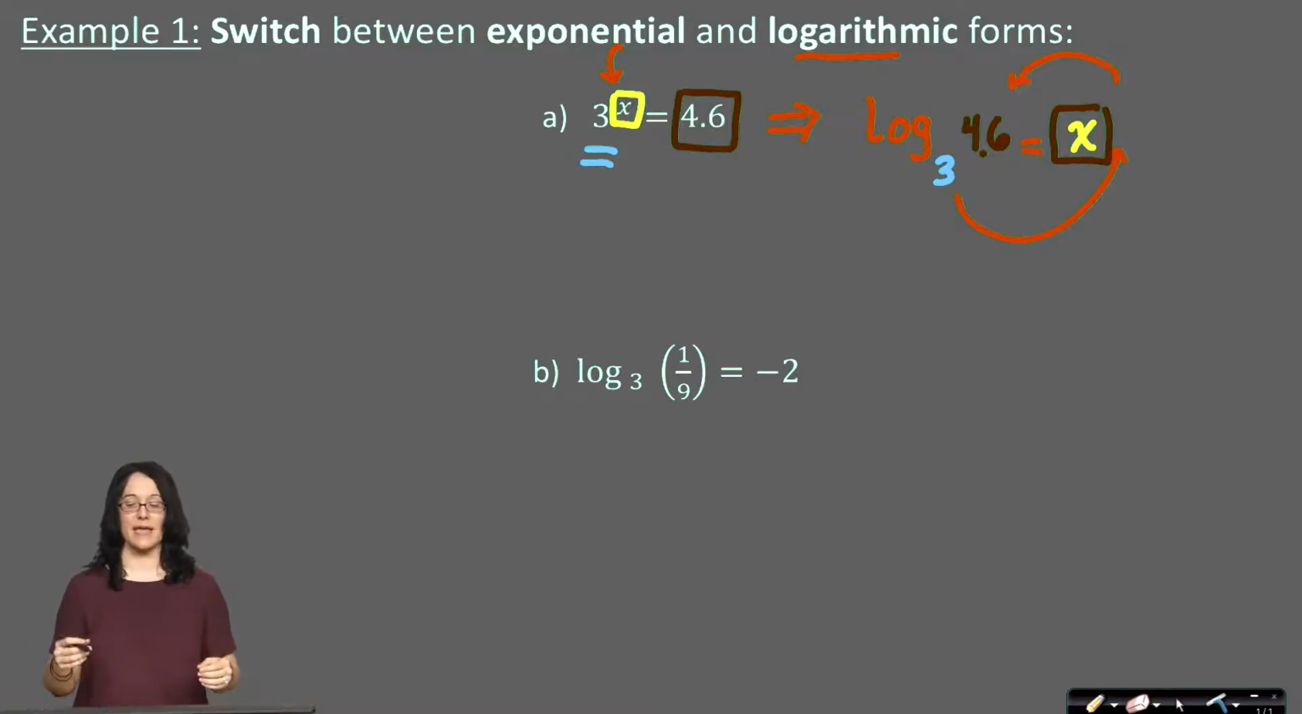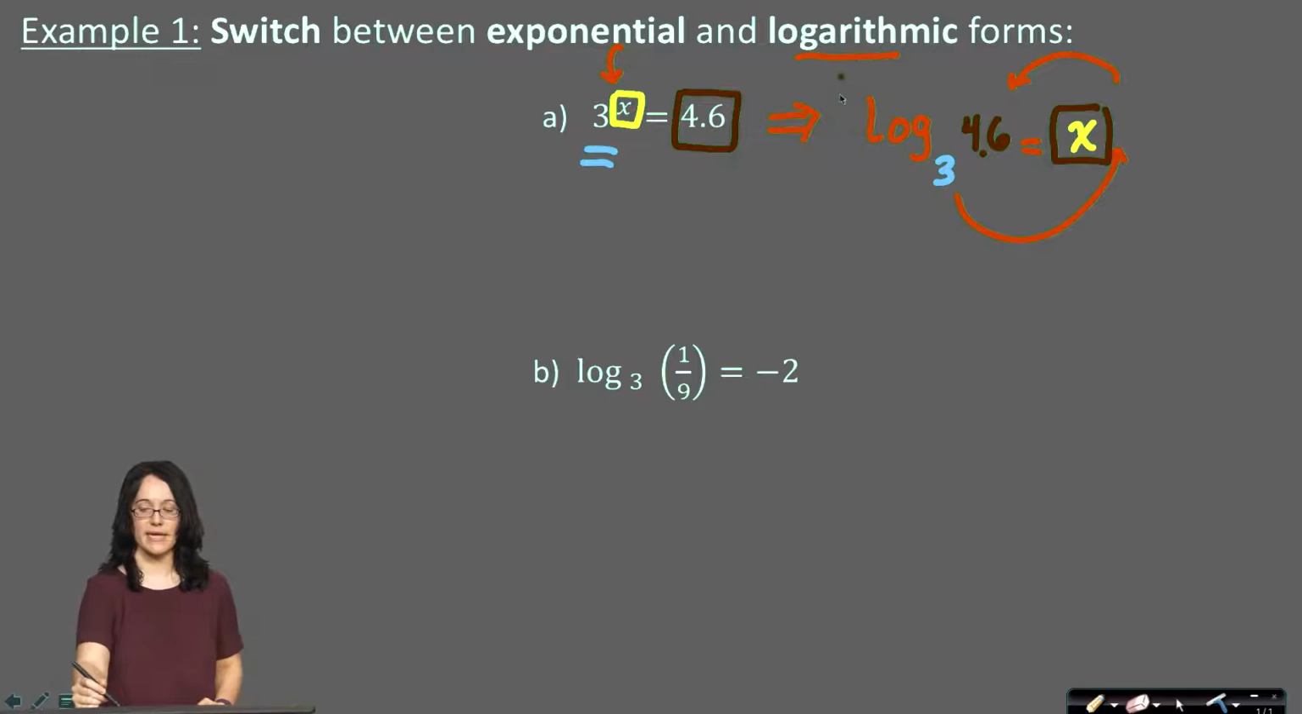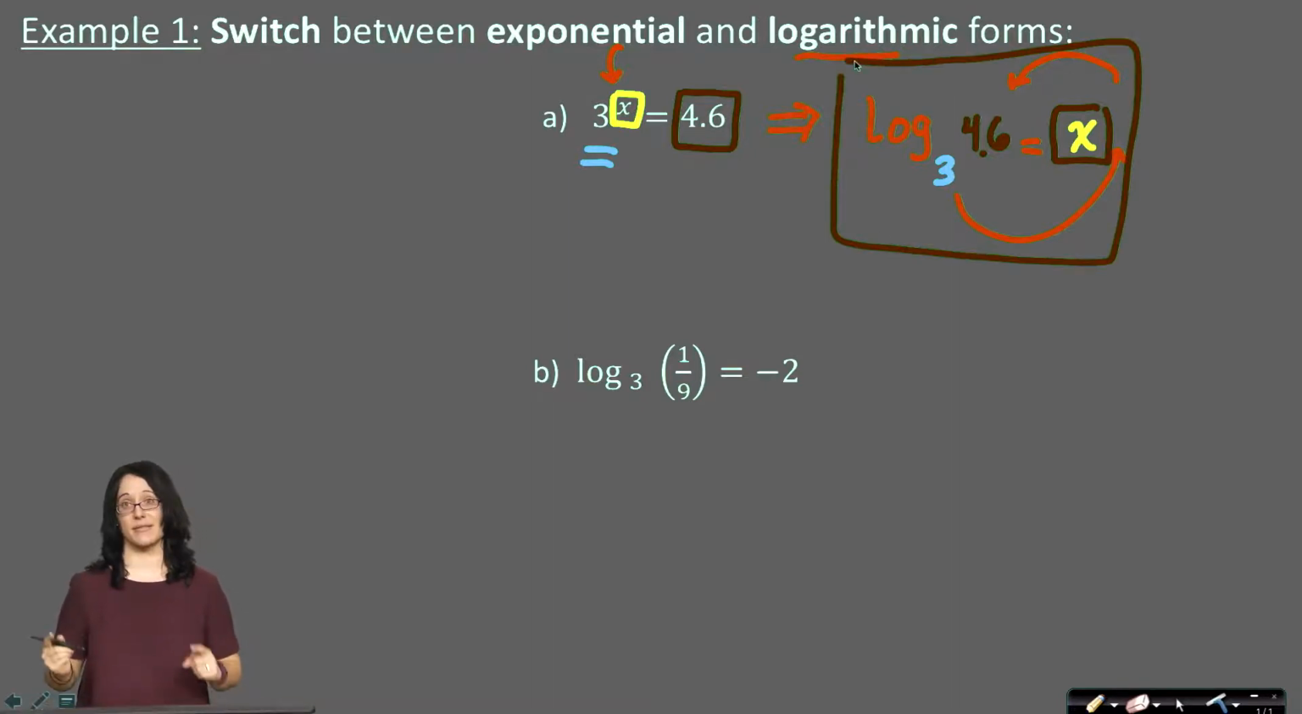So it just depends. If we can see it obviously, that's great, but most of the time we're going to need technology to help us get this approximation. So this answers this first question. Log base 3 of 4.6 equals x means the same thing as 3 to the x equals 4.6. Right now we're just having you translate back and forth between the two versions.